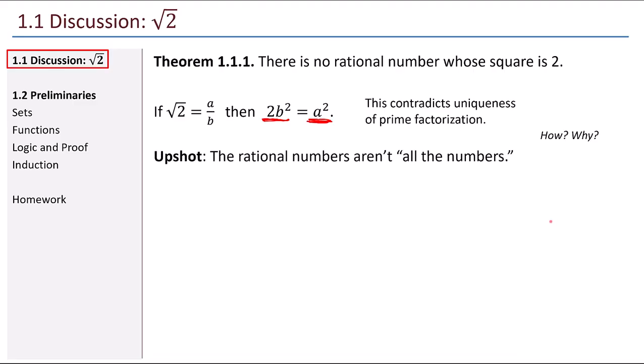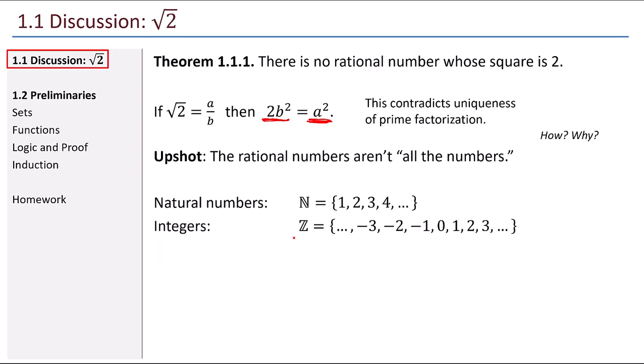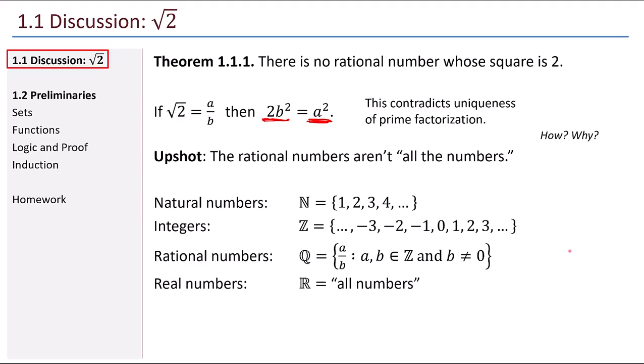The upshot of this is that the rational numbers aren't all the numbers. Natural numbers can be written this way. It's the set denoted with a double struck N: 1, 2, 3, 4, and so on. The integers, denoted with a double struck Z, are all the natural numbers, the positives, and the negatives of the natural numbers, and also 0. We have rational numbers, which is the set of all fractions of integers a and b, such that the denominator is not 0. And then the real numbers, this is a little more vague. In a sense, it's all numbers. But what does that really mean?